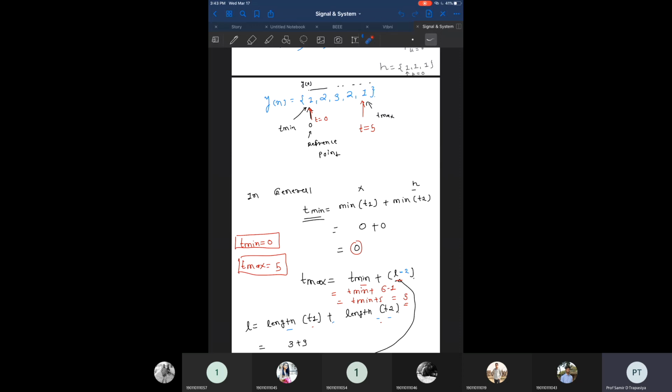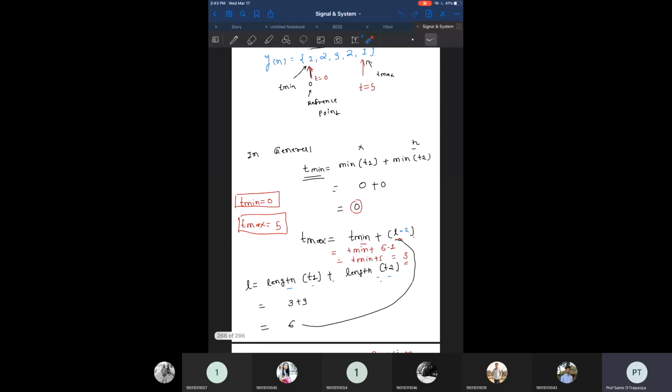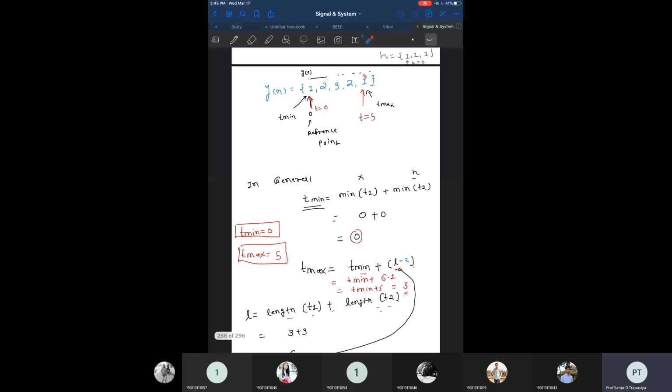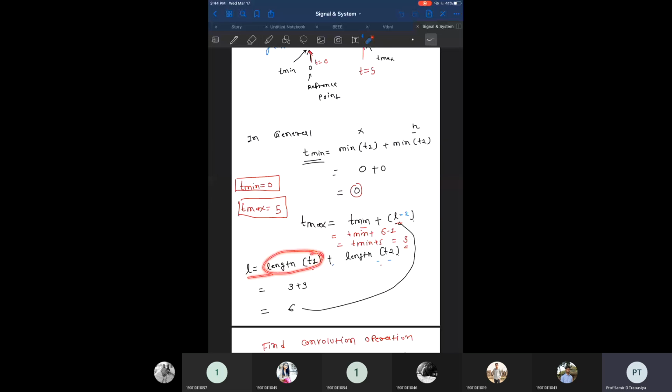Still, if you want to identify the T maximum, we have to find it using this formula: the length of T1, meaning the number of elements in the time axis of the x of t signal, plus the length of T2, meaning the number of points in the time axis of the signal h of t. So this is the length of the x of t signal, and this is the length of the h of t signal.